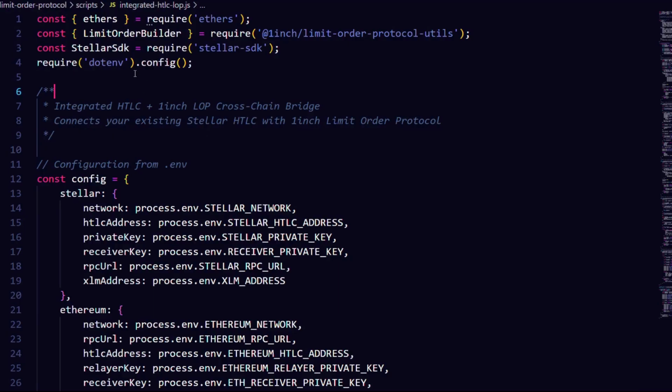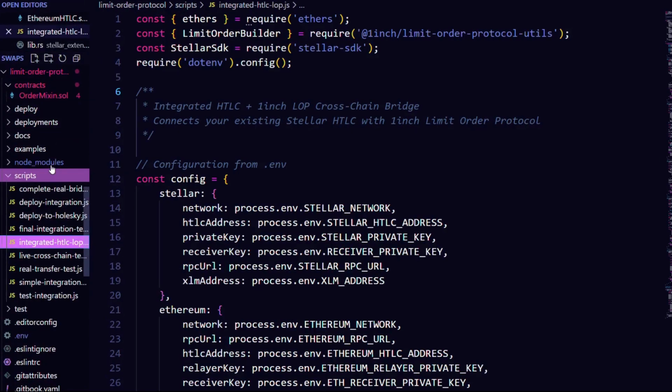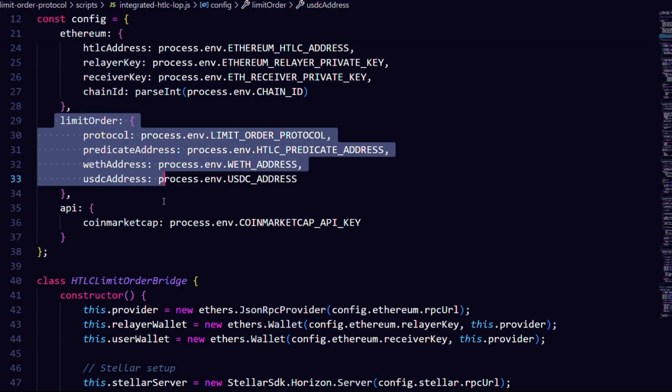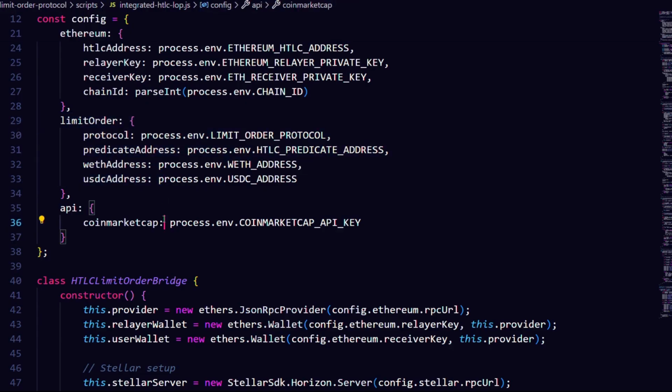We have created an integrated HTLC log which integrates with the limit order builder and a custom Ethereum HTLC contract which we have created with the limit order protocol. This is how your transfer takes place. This was the atomic swap bridge between Ethereum and Stellar.